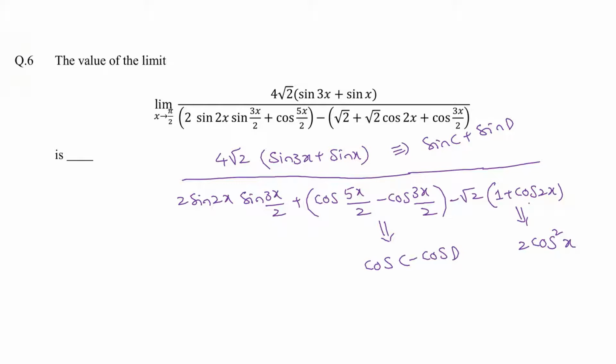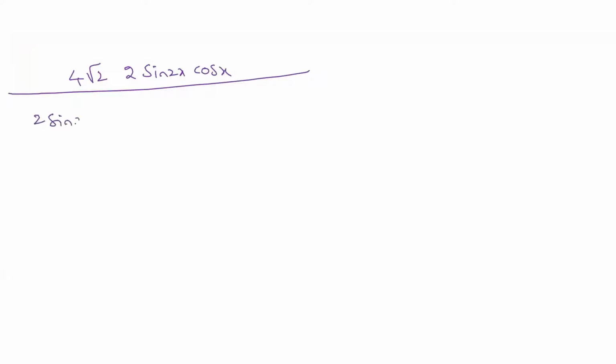So what do we get when we apply these formulas? The numerator will become 4 root 2, and applying the sine c plus sine d formula, the numerator gets converted into 2 sine 2x cos x. In the denominator, we are not changing the first expression, 2 sine 2x sine 3x by 2, but the second one where we apply the formula gets converted into 2 sine 2x sine x by 2, and minus 2 root 2 cos square x. So this is what we got here.